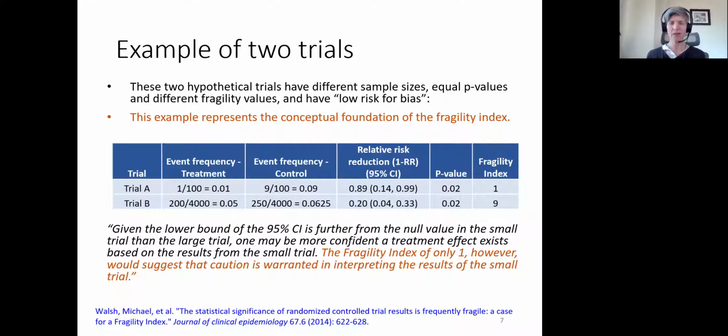So the authors write, the fragility index of only 1 would suggest that caution is warranted in interpreting the results of the small trial. The authors had explicitly stated these 2 trials have low risk for bias, and I thought it was interesting to consider, what if we had 2 trials that didn't have any bias?